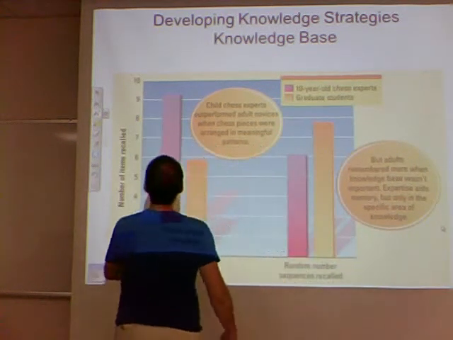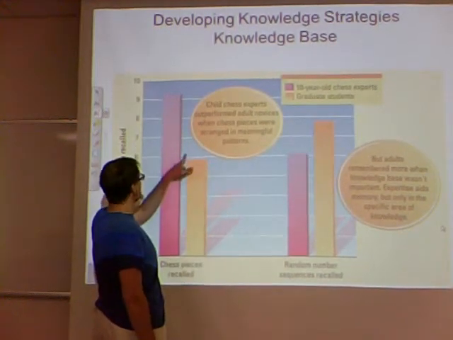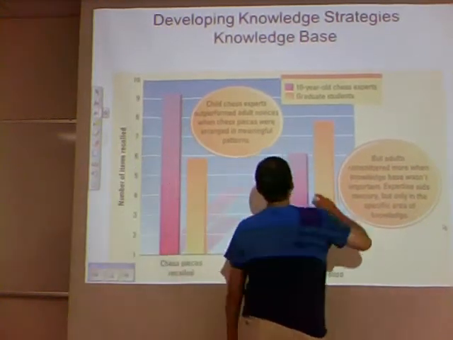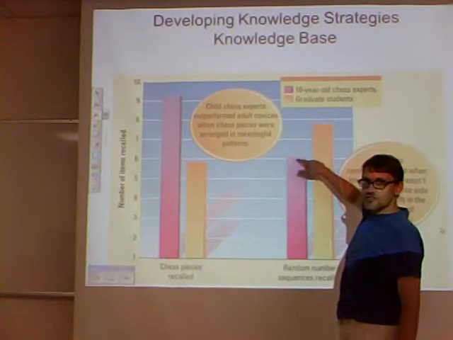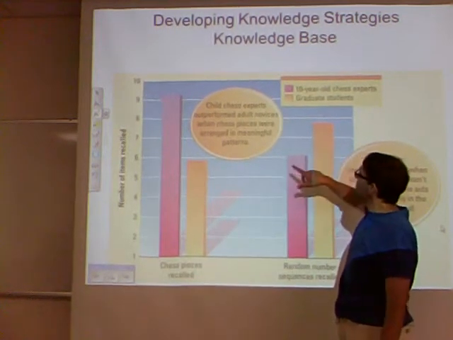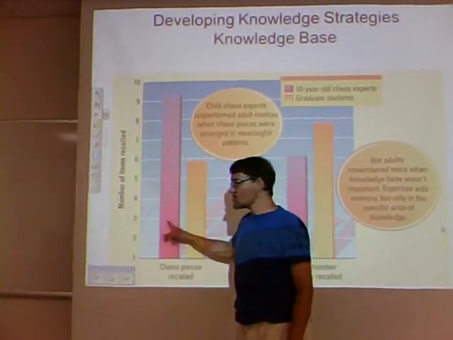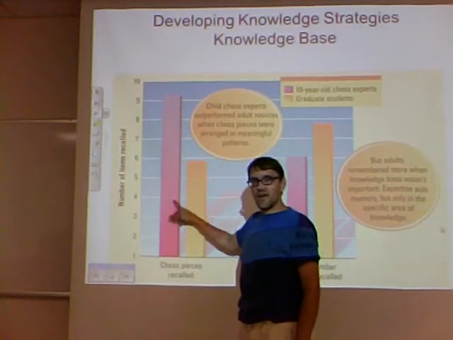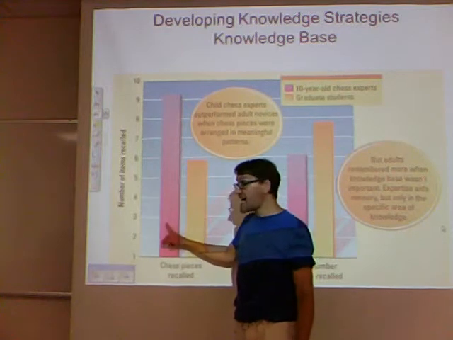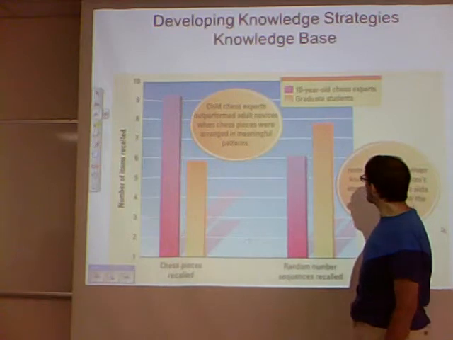These little 10-year-old kids remembered an average of 9.5 pieces. The adults could only remember 6. But when it came to random digits, the 10-year-old kids could only remember 6 of them. The adults could remember almost 8 of them, okay? So clearly, when you're an expert and you have an incredible knowledge base, look at what happens. But once you take away that advantage that this group of 10-year-olds had in this situation, that's what pops out. And that's a really cool finding.